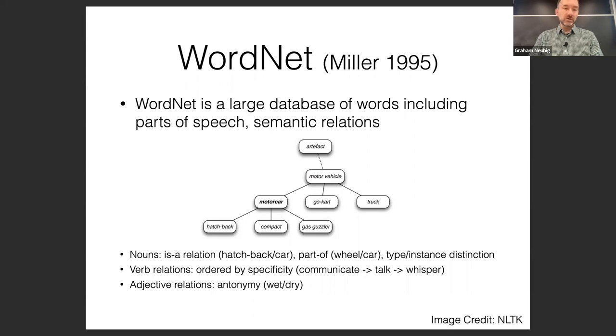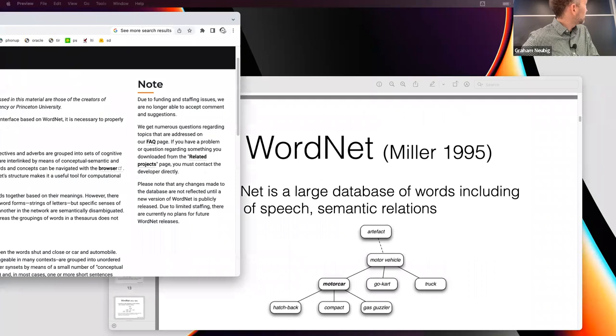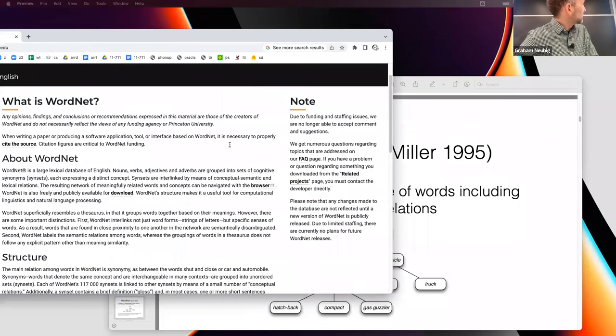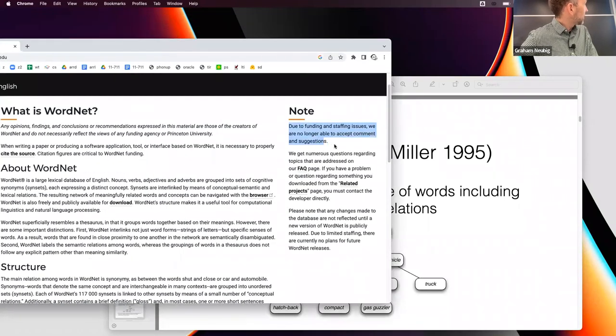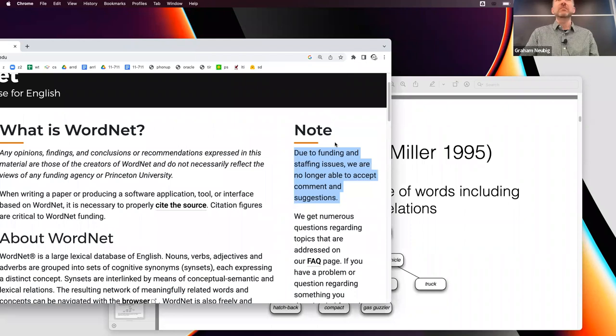Yeah, that's a good point. We have new words all the time, and we have various issues with updating it and keeping it current. And we definitely know that that's a problem, because on the WordNet site, they basically say, due to funding and staffing issues, we are no longer able to accept comments and suggestions. So it's obvious the WordNet people are telling us that this was a problem to maintain.